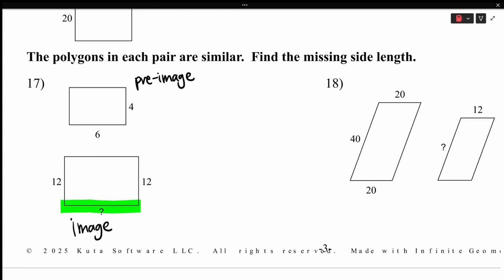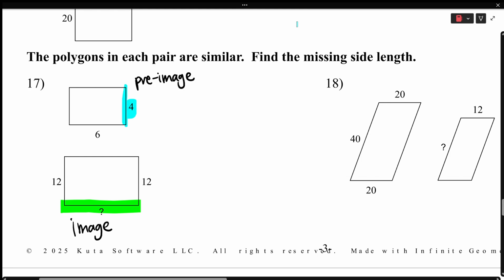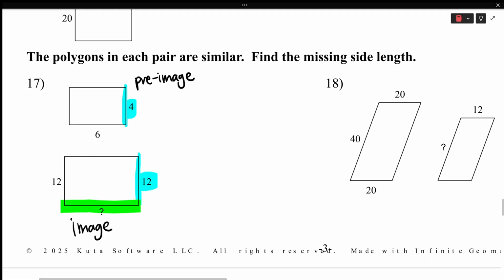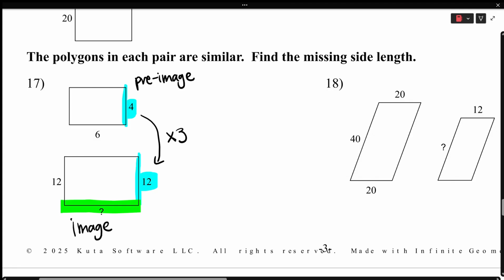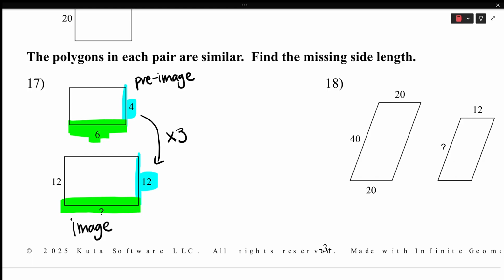So I need to pick out some corresponding sides. Let's look at 4 and let's look at 12. What am I multiplying to get from 4 to 12? 4 times what equals 12? You're multiplying by 3. So our scale factor here is going to be 3. So that means 6 is the corresponding side of the missing side on the bigger shape. So all you got to do is 6 times 3, which is 18.